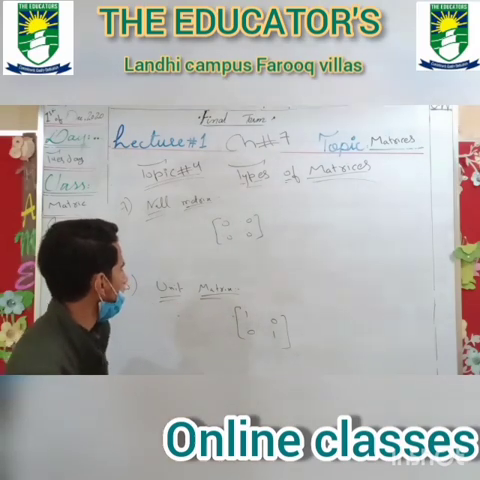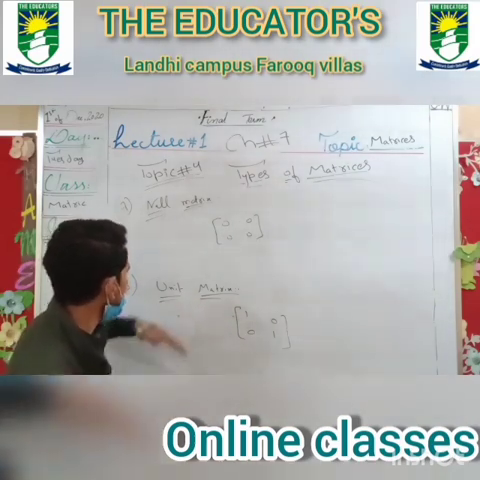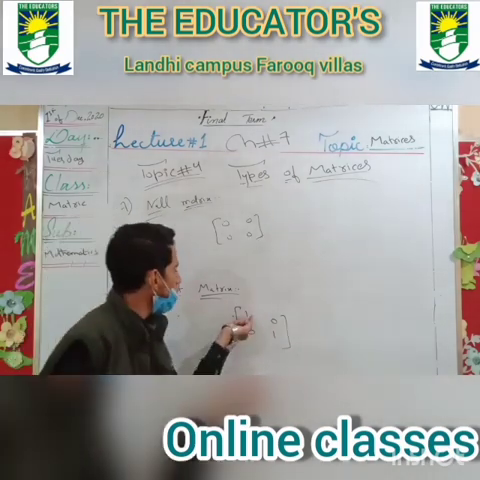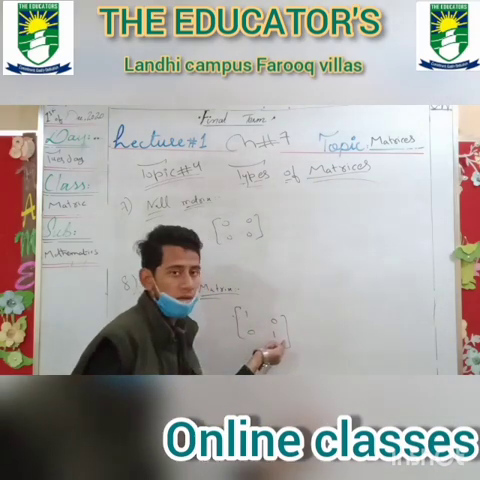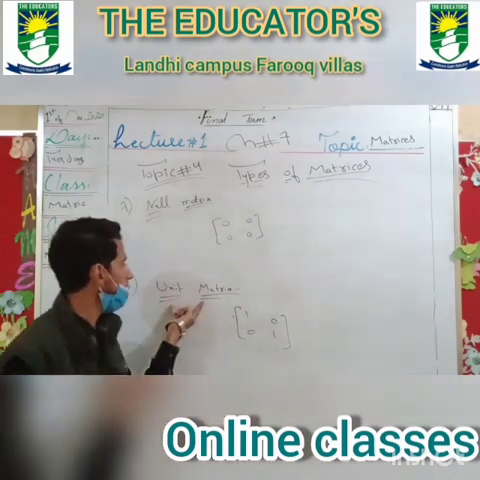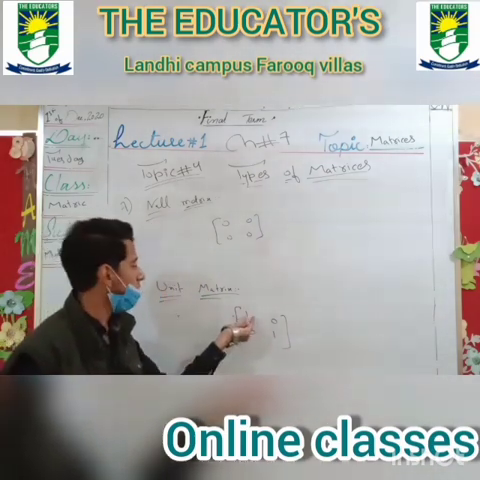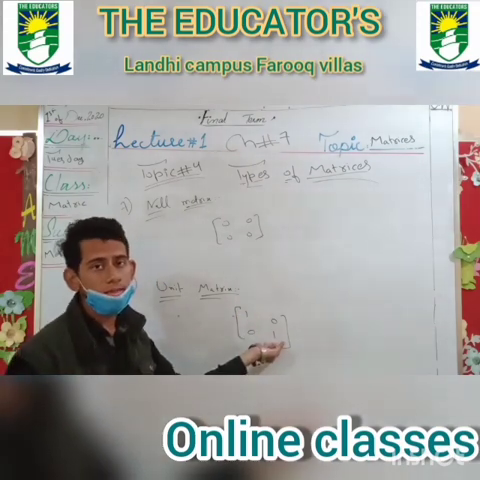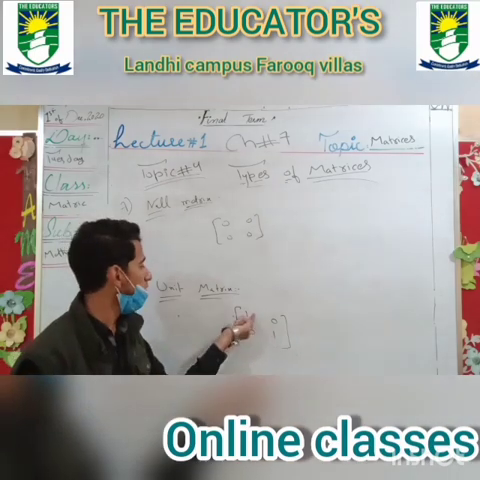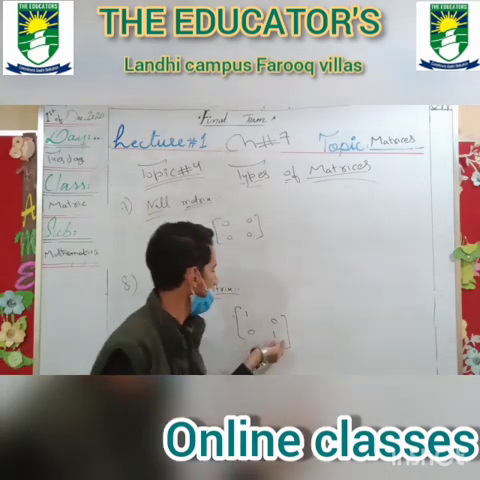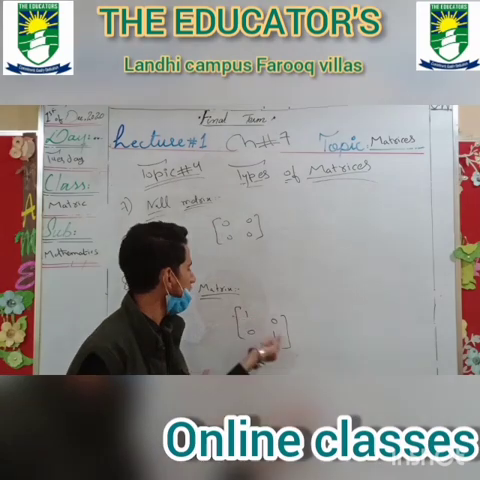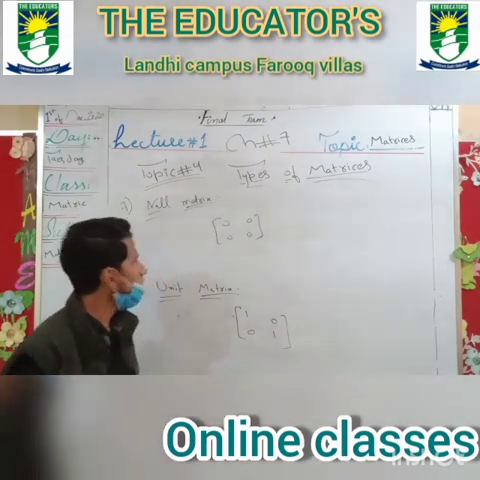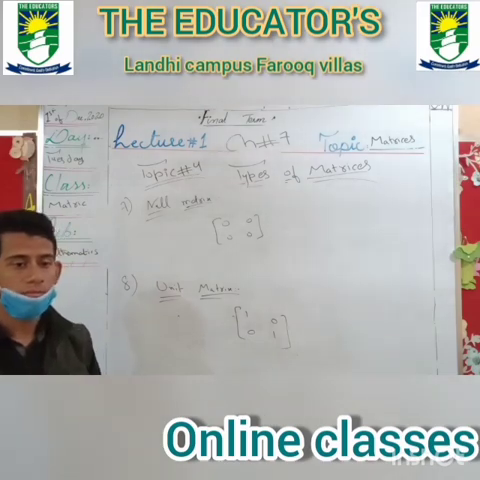So I'm repeating it again. The only difference between a scalar matrix and a unit matrix is that you must have 1 here. If there is 1, it is referred to as a unit matrix. If there are some other numbers, for example 3, 3 or 5, 5 or 6, 6, it is referred to as a scalar matrix. And if we have different numbers here, like 3, 4 and minus 5, 2, it will be referred to as a diagonal matrix. Okay? So that's all for today.